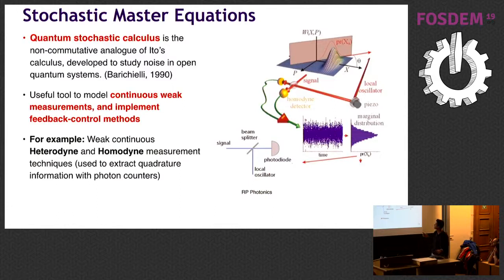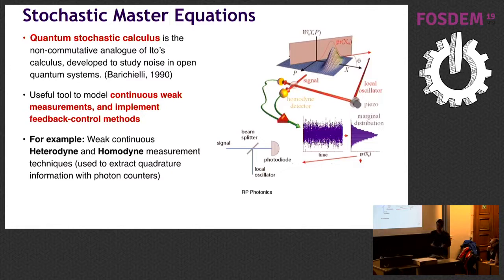And we have recently completely rewritten the stochastic master equation solvers in QuTiP. This is the non-commutative analog of Itô's calculus, with which you can simulate different kinds of noise in quantum systems. So it's extremely useful to model weak measurements and feedback control methods. These kinds of things have already been used in the lab in experiments to model noise.